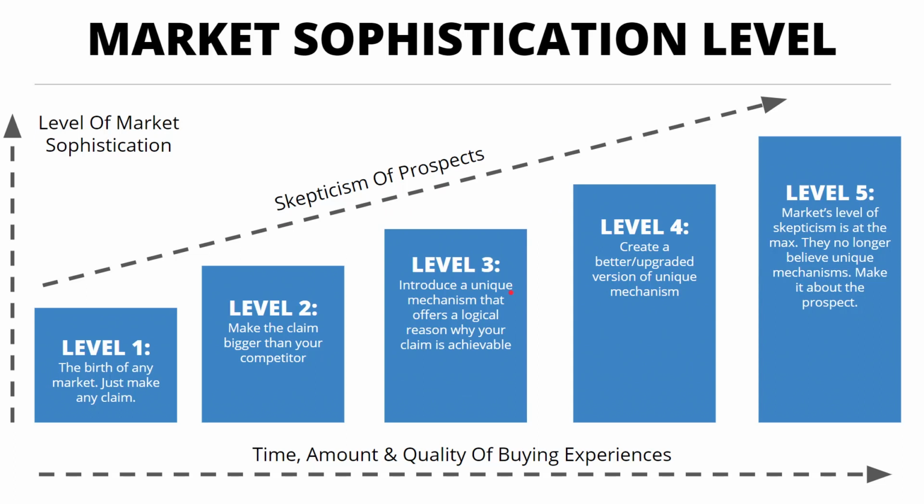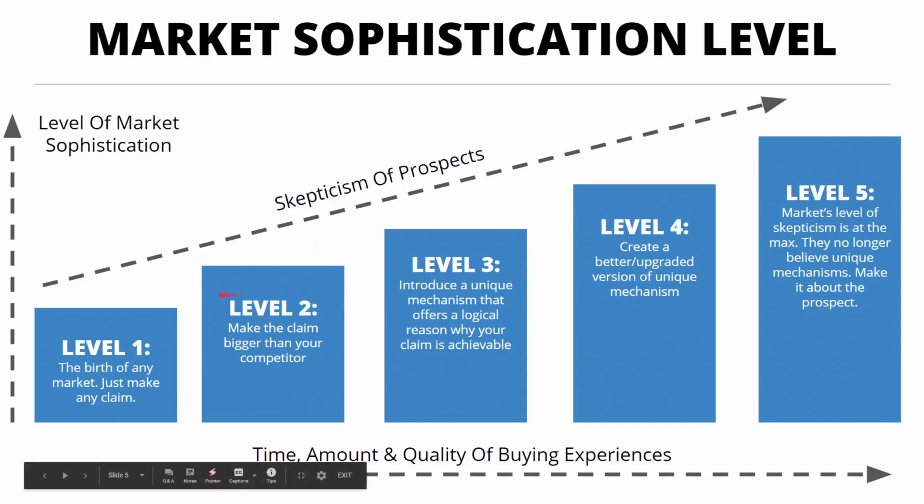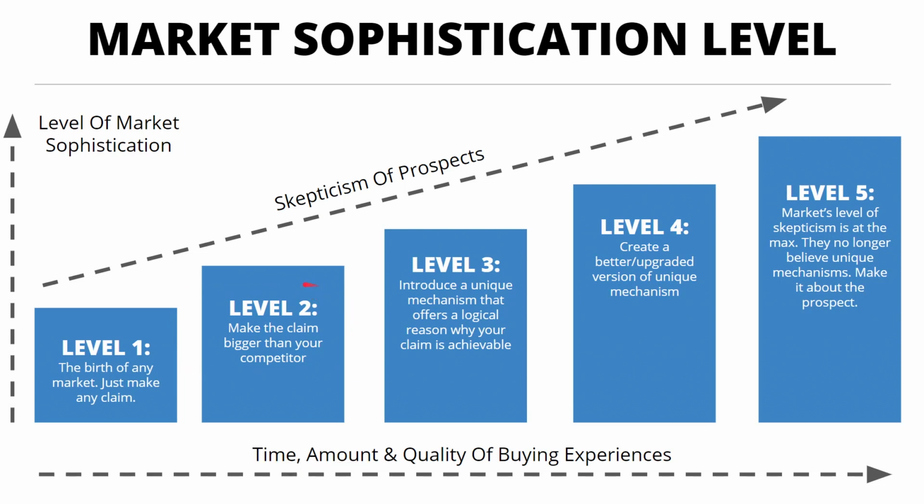Now, one thing I want to point out here about the market sophistication level: in order for your marketing to work, you have to recognize what level your marketplace is at. Okay. For example, if your marketplace is at level number 3, and you come in with a level 2 marketing message where you're just making claims, what's going to happen? It's not going to work. Your marketing message is too immature for the marketplace. The marketplace has evolved. They are ahead of you. They've already seen claims like yours, so they're not going to pay attention to it.